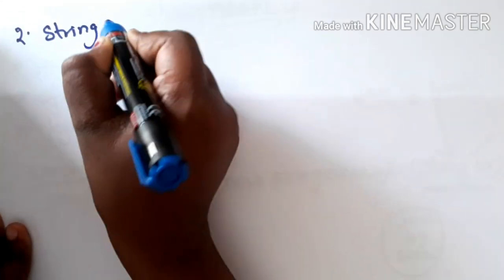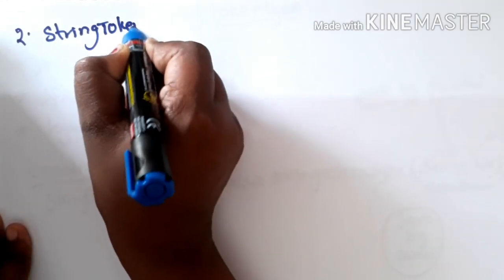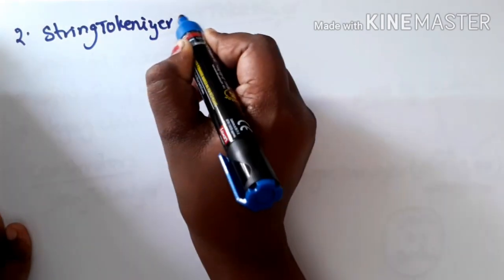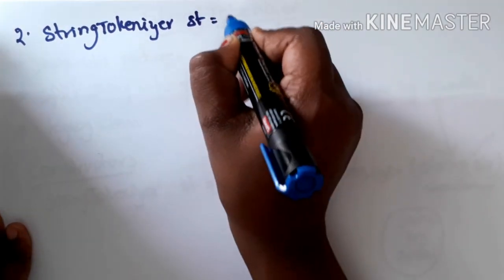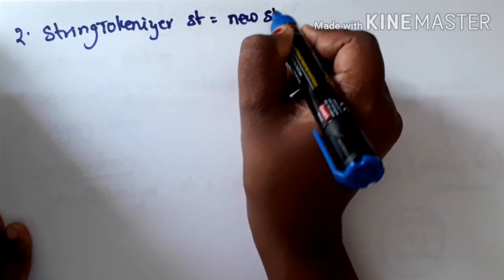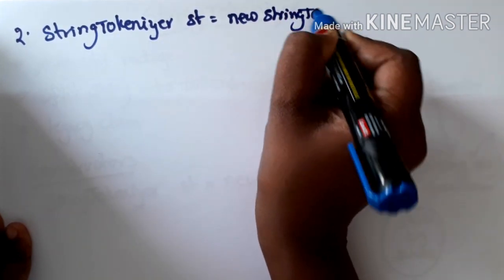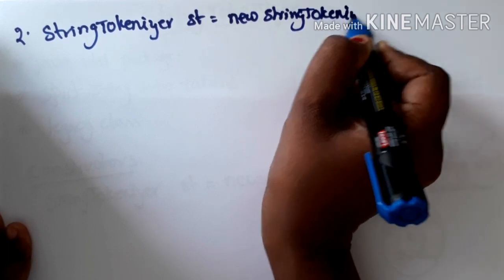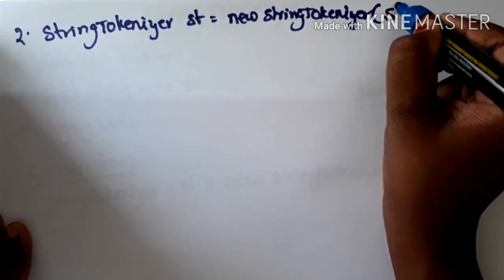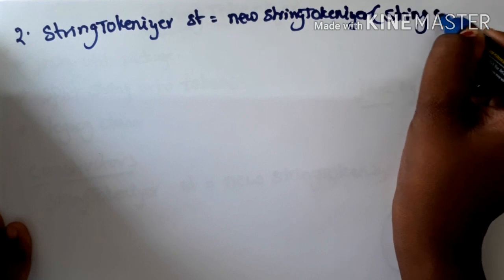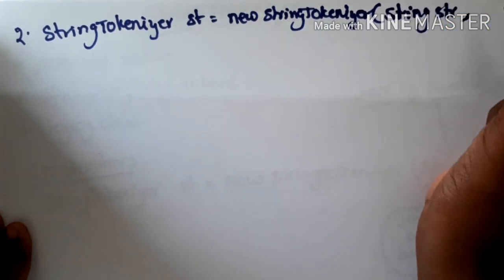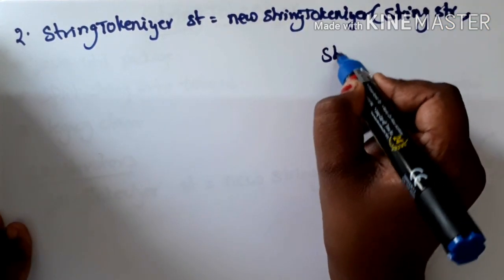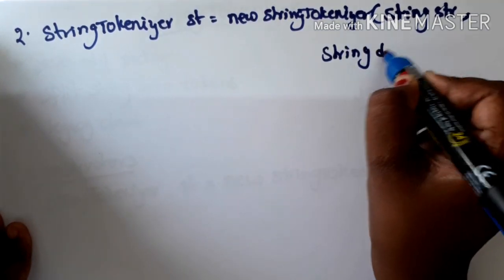Now let's see the second approach for creation of a StringTokenizer object. The second method is: StringTokenizer st = new StringTokenizer(String str, String delimiters).